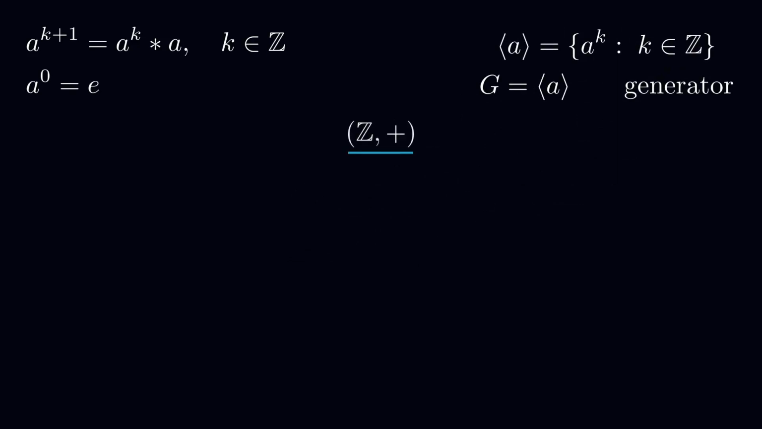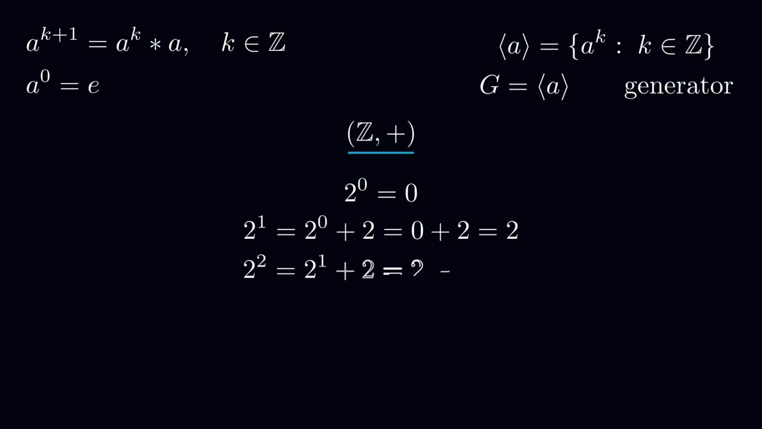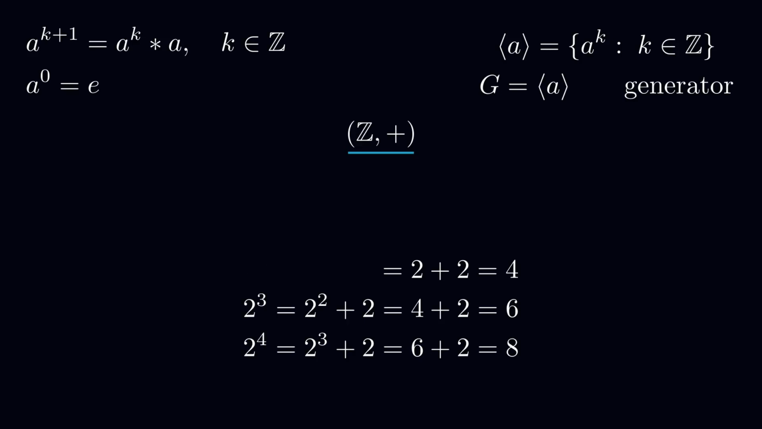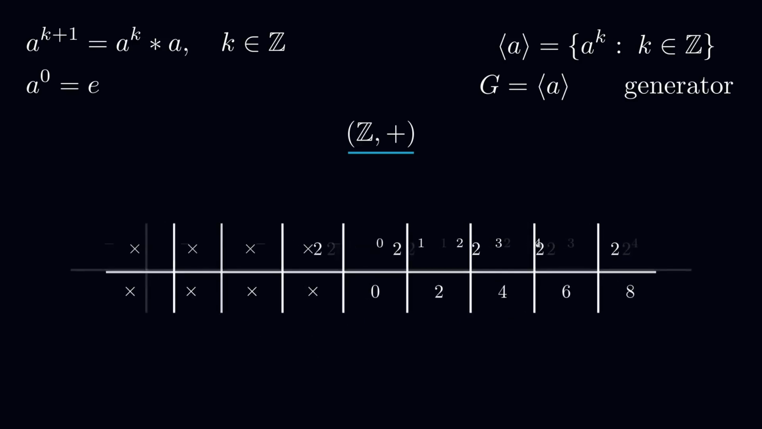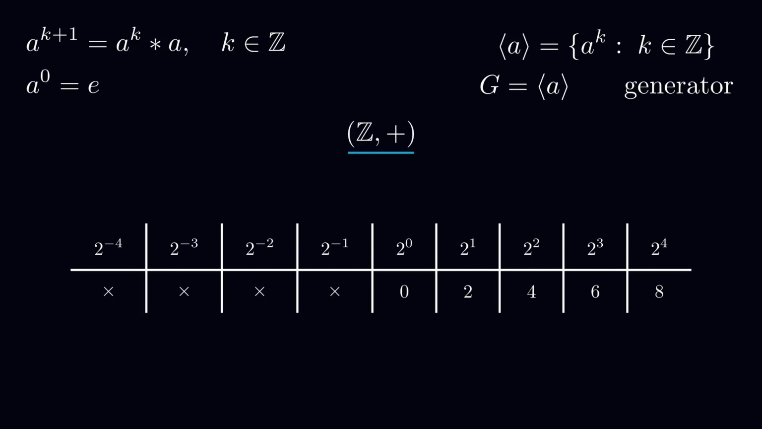Look at the group Z with addition. Let A equal 2. 2^0 is a neutral element, so it is 0. Then, using the definition, we get that 2^1 is 2, 2 squared is 4, 2 cubed is 6, and 2^4 is 8. Now, negative powers. 2^-1 is minus 2, because minus 2 plus 2 is 0. Using this scheme, we get minus 4, minus 6, and minus 8. Overall, 2 generates all even numbers, so it is not a generator of the Z group.